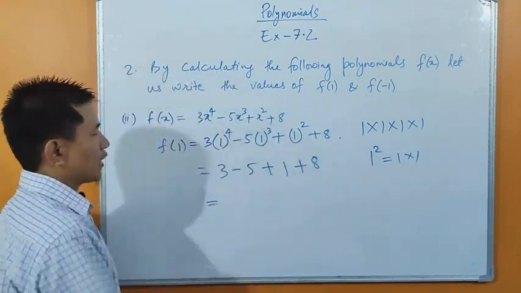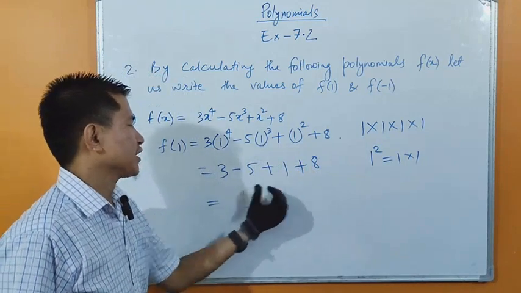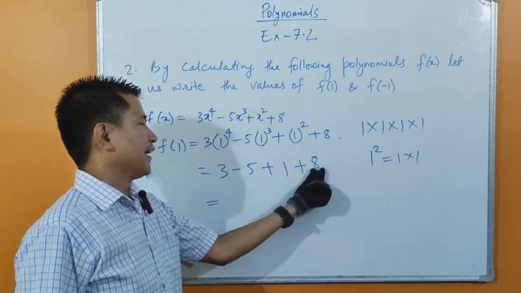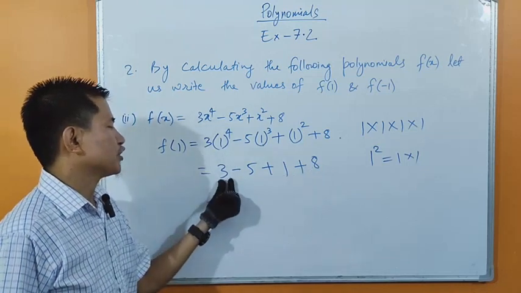Now we have only one negative number. The rest are positive. We add the positive first and then we will subtract. 8 plus 1 is 9. 9 plus 3 is 12.